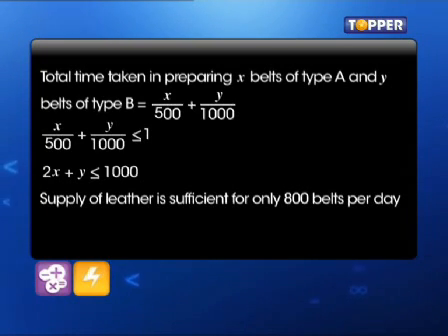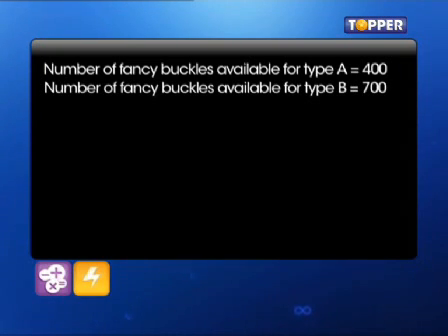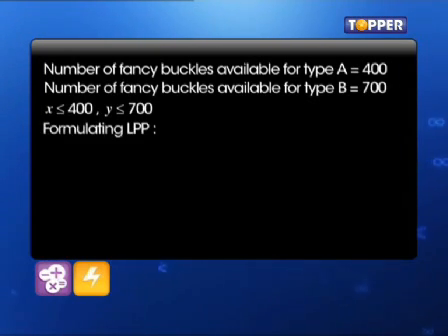Now, since the leather supply is sufficient for only 800 belts per day, we have x plus y, total number of belts, is less than or equal to 800. It is given that only 400 fancy buckles for the luxury belts of type A and 700 buckles for type B are available in a given day. Therefore, we have the constraints x is less than or equal to 400 and y is less than or equal to 700. We now are ready to mathematically formulate this given LPP.